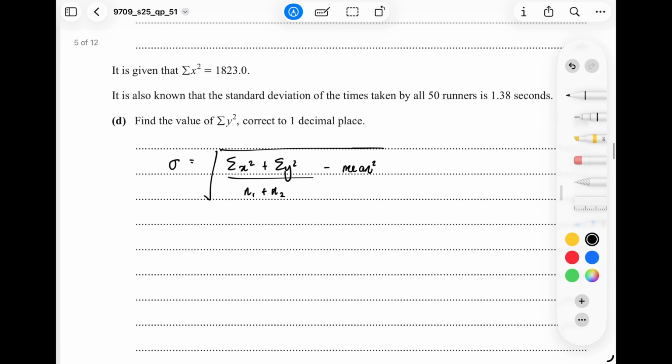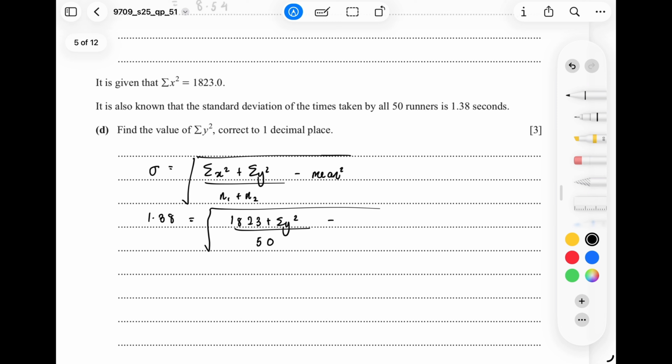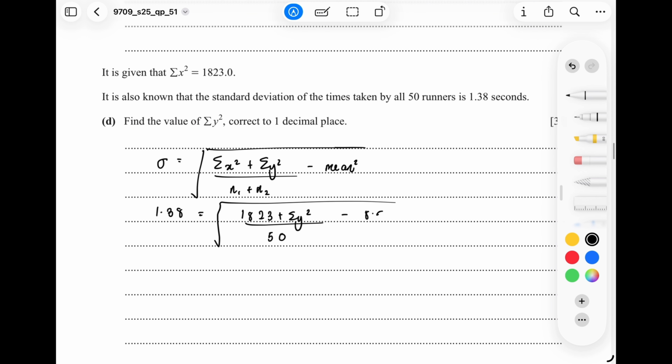So they gave you the standard deviation is 1 point this, and they give you sum of x squared, which is 1823. We're trying to find this. You know how many people there is, 20 plus 30, so it's just 50. You just found the mean as 8.53. Do not forget to square it, it's very important.